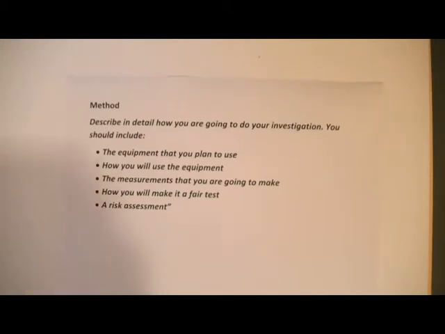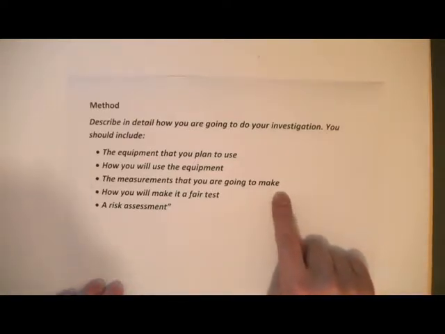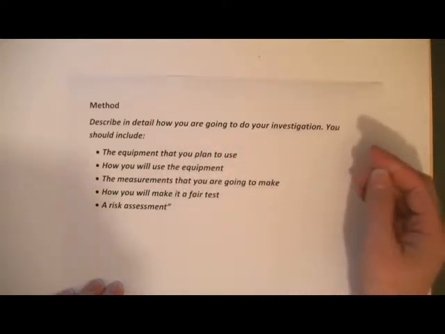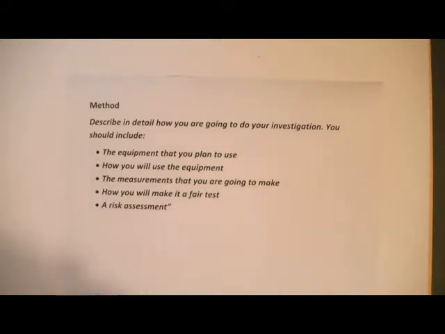Describing an experiment. In the examination part of the controlled assessment, there is always a question that asks you to describe an experiment that you plan to do. The question is always exactly the same, and it is the question that's shown here. So it says, describe in detail how you're going to do your investigation. You should include, and then you've got a list of things that you need to include in your answer.